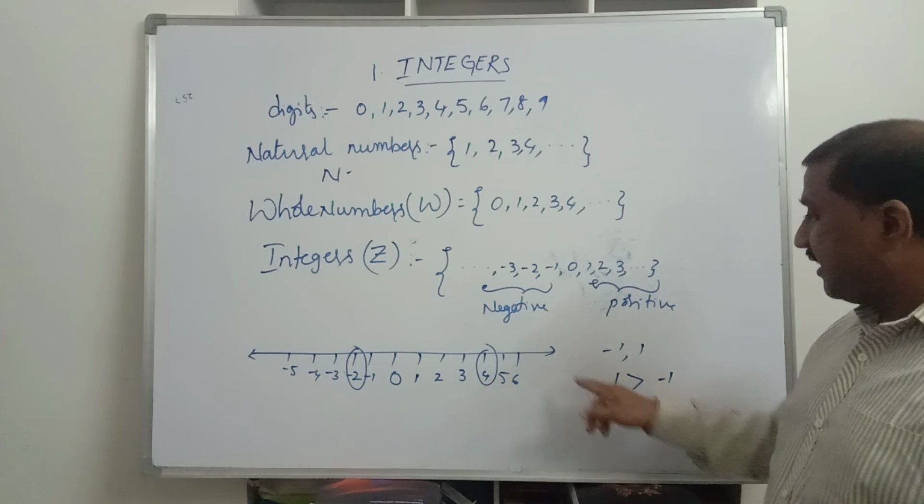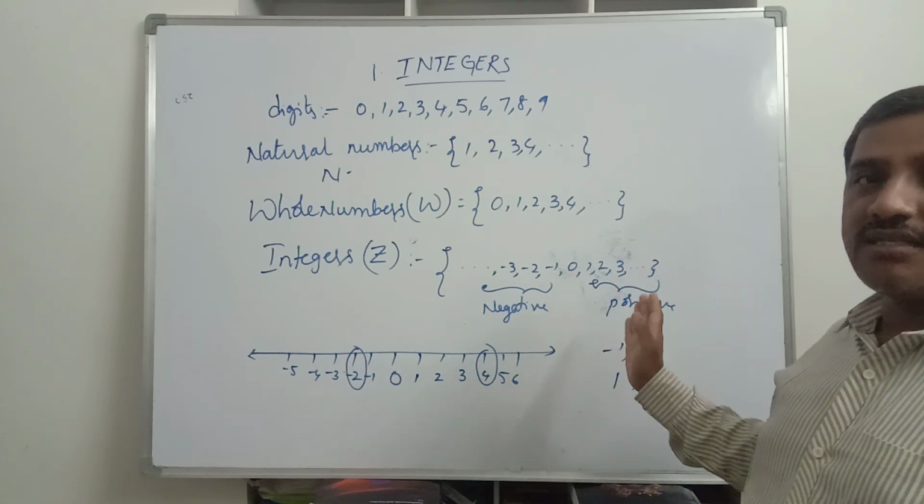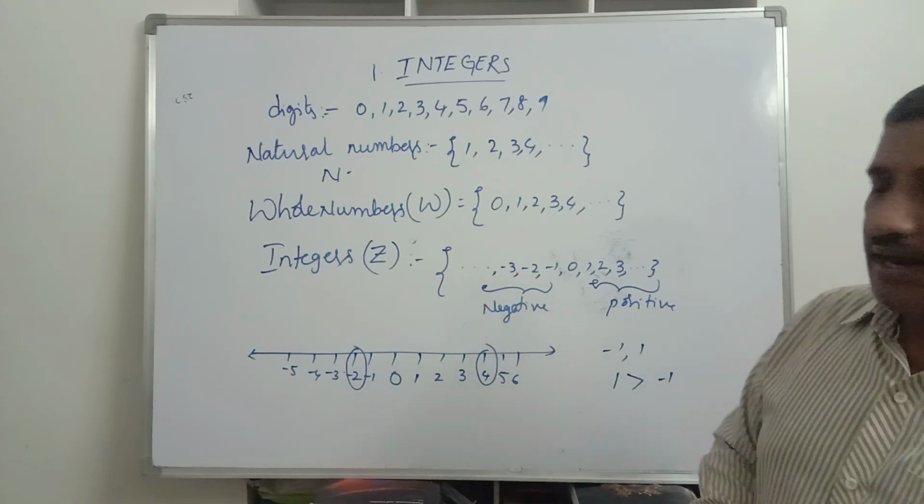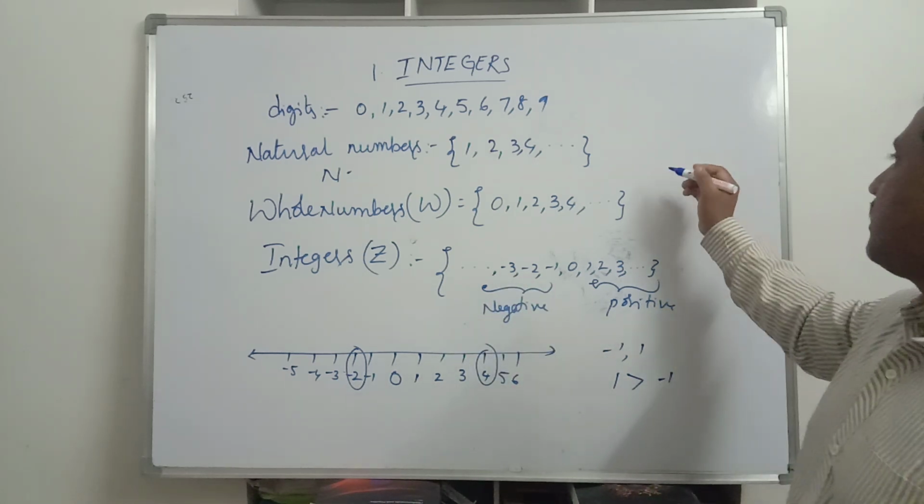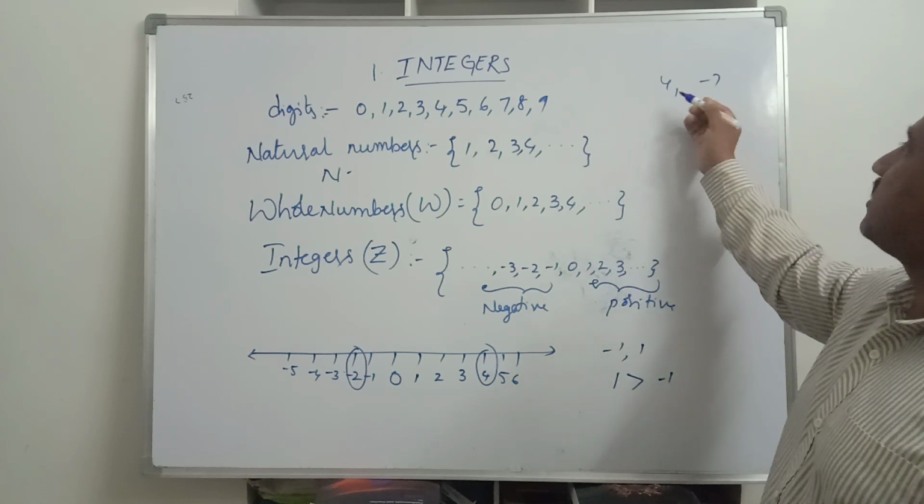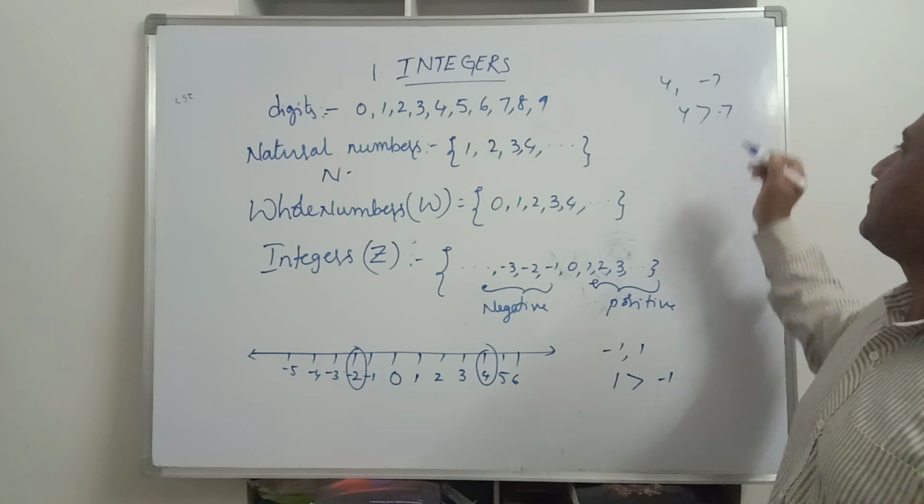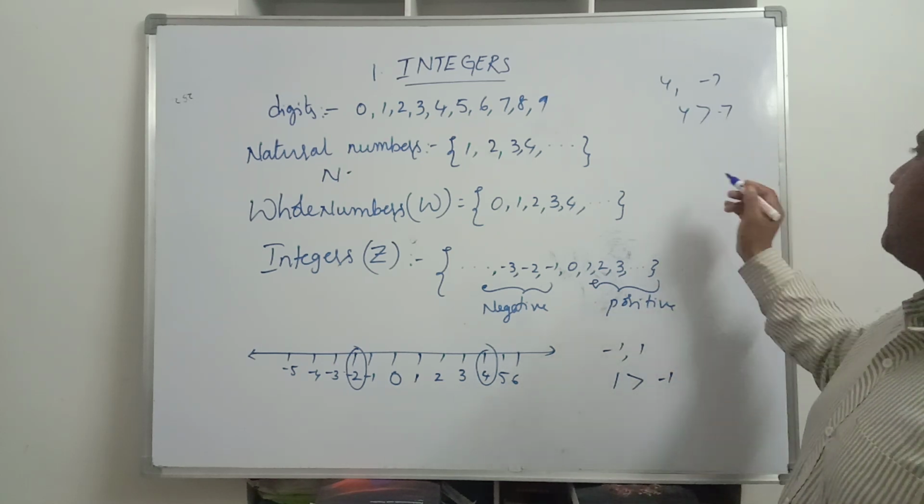Why? Because on the number line, 1 is on the right side. Numbers on the right side are always greater than numbers on the left side. Take one more example: 4 and -7, which is greater? Again, 4 is on the right side. Therefore, 4 is greater than -7.